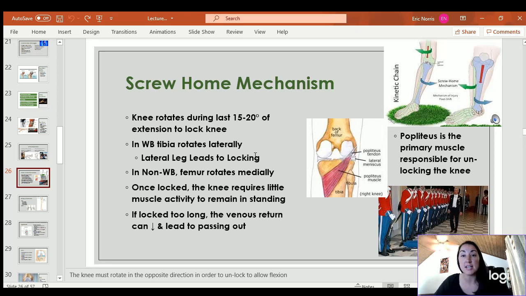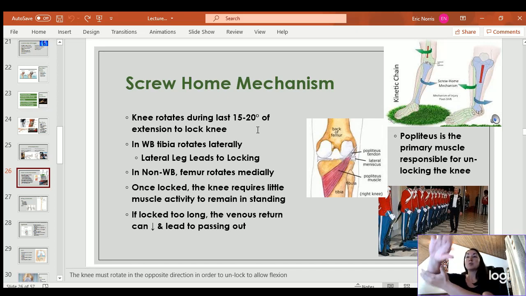Once it's locked, the knee also requires it to be moved in the opposite direction to unlock. So if you're standing and you lock your legs, then you don't really focus on this. This is not necessarily something in your mind that you're doing, but your tibia has to rotate medially just slightly before you can bend it. If you lock your leg too long, before I say this, the popliteus is the muscle that unlocks your leg.